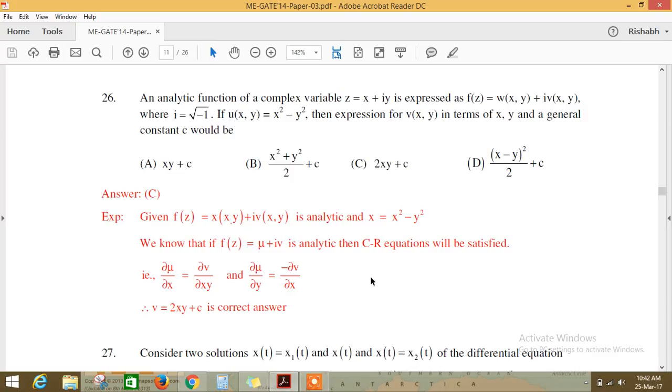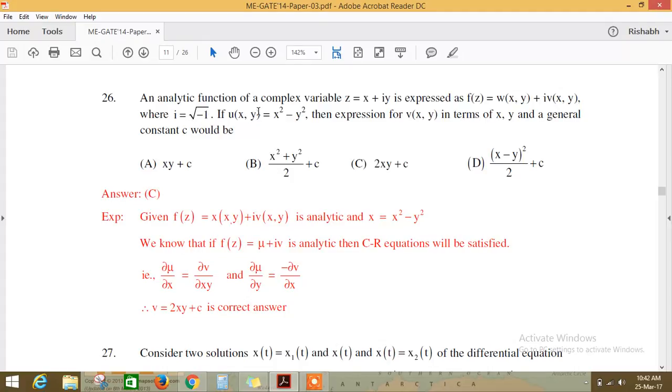Hello students, in this video we are going to discuss the 2 marks questions which came in the GATE 2014 paper, mechanical branch. Let's see question number 26. An analytic function of a complex variable z is expressed as f(z) = u + iv, the general form of a complex function, where iota i is root over minus 1.